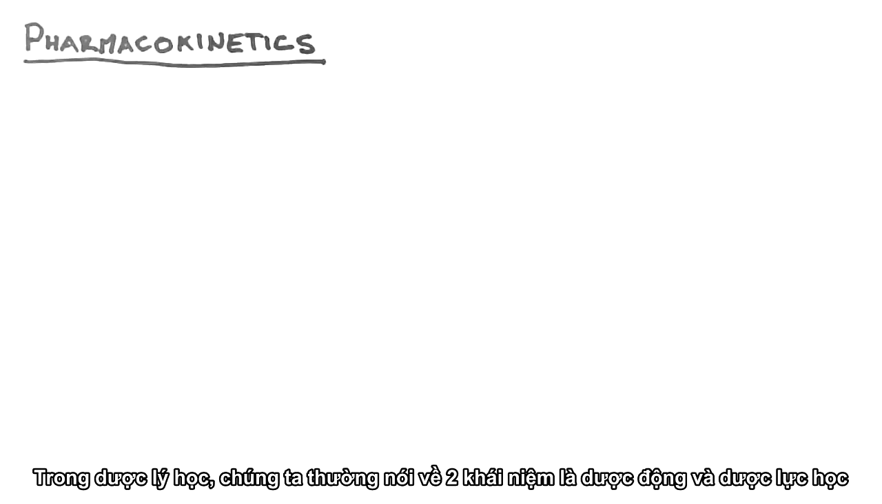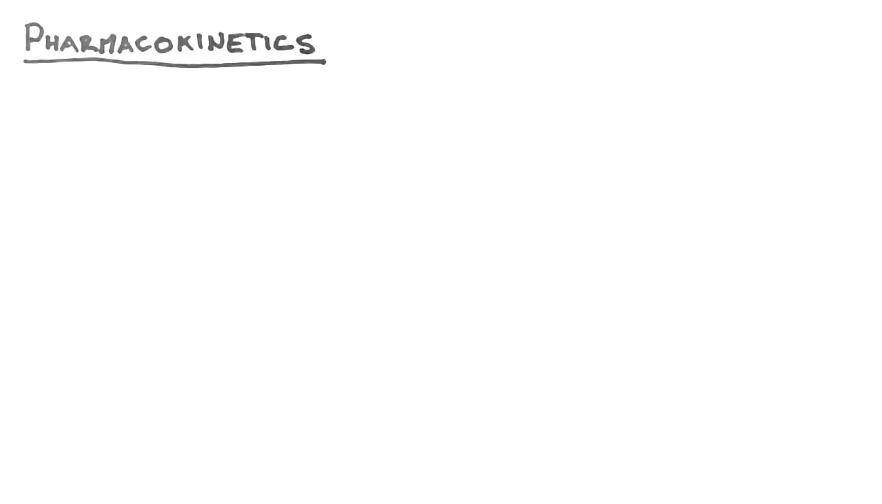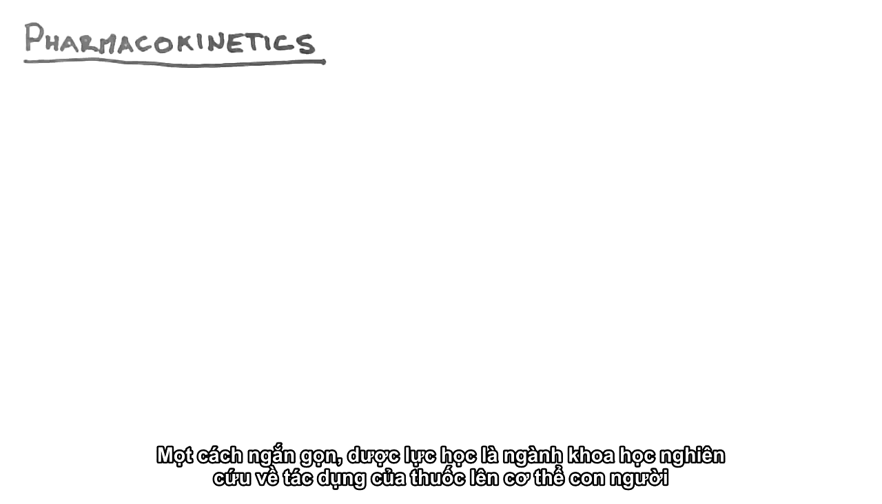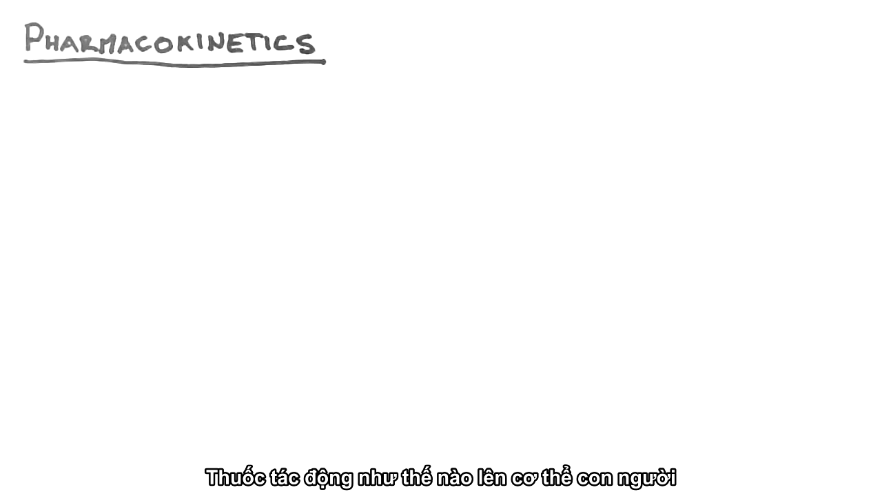Within pharmacology, we often talk about two distinct, but unfortunately unintuitively named branches. These are pharmacokinetics and pharmacodynamics. Briefly, pharmacodynamics is the study of the effects of drugs on the body. That is, what does this drug do to the body? What receptors does it activate? And what other effects does it have?